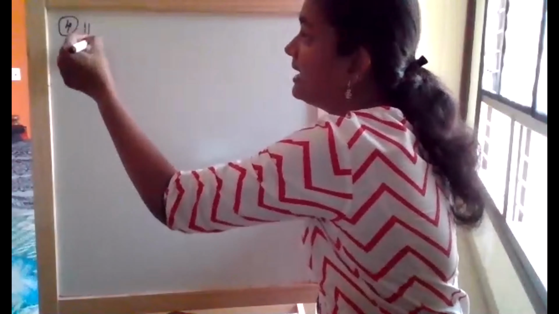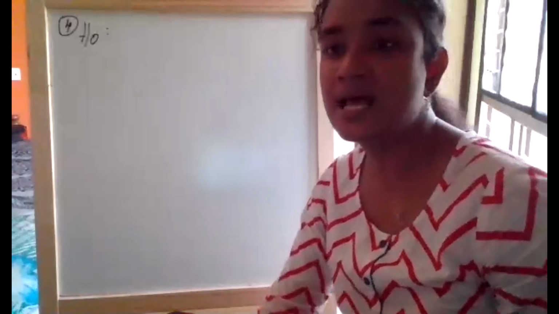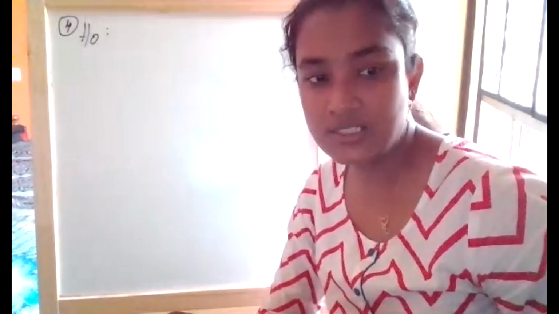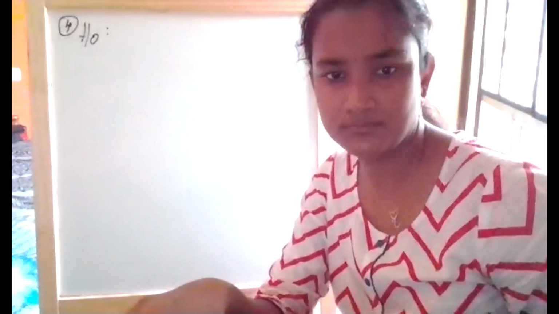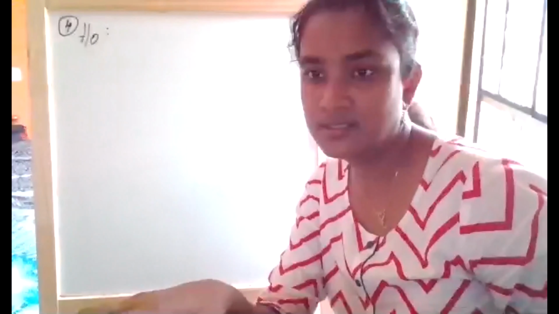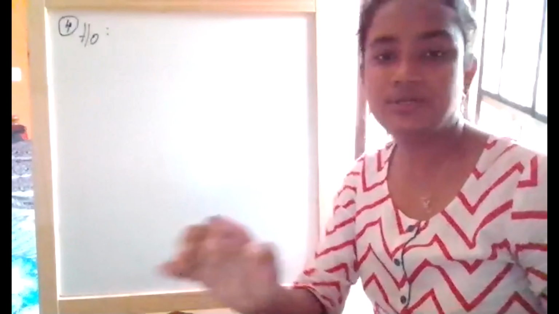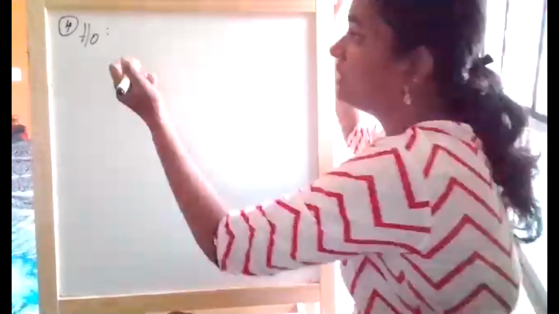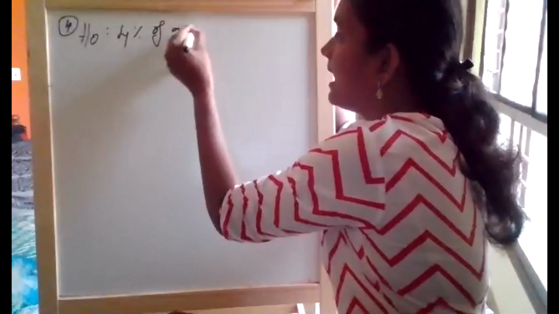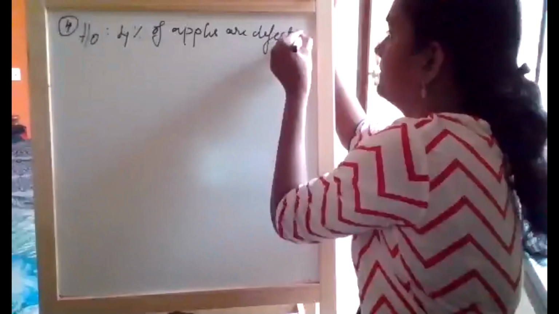So now what will be my null hypothesis? Can you tell me? What is the claim of the wholesaler? They're asking us to test the claim of the wholesaler. And what is the claim of the wholesaler? That 4% of the apples are defective. Yes or no? Agree?